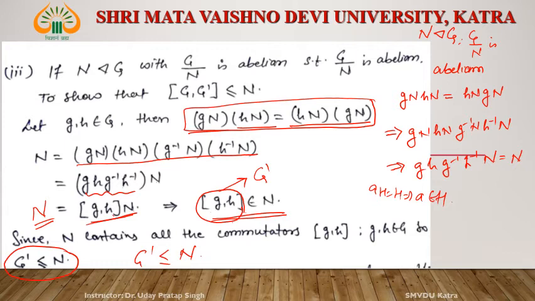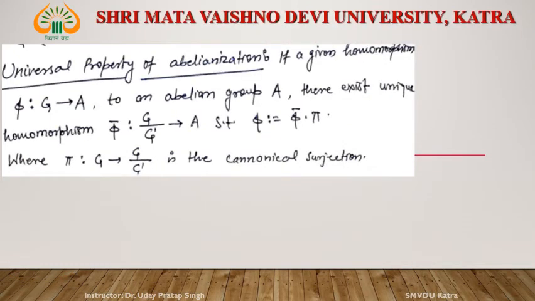Now, the fourth part you have to prove. But before going to the fourth part, we have to prove abelianization. Okay. Now see, the universal property of abelianization. What is the universal property of abelianization? If phi is a homomorphism, okay, then there exists phi bar from G by G prime to A. And what is phi? Phi is the composition of phi bar and pi. What is pi? Pi is the natural homomorphism, right?